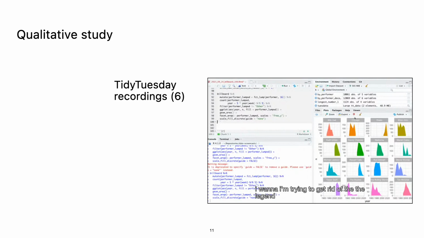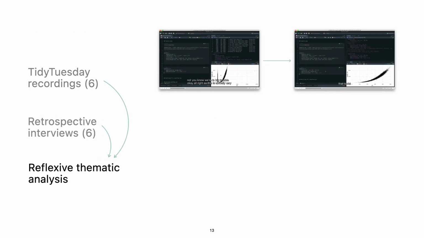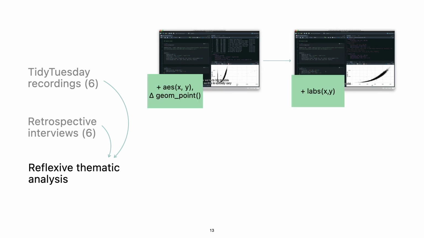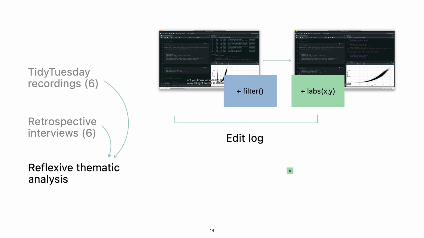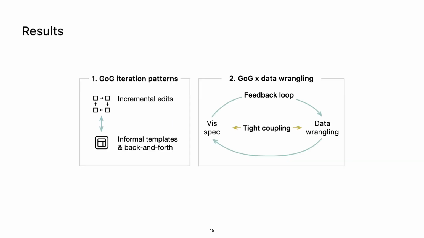Our thematic analysis combined the video recordings with retrospective interviews we did with each participant. We then annotated edits participants made to their analysis code, namely addition, change, or deletion of grammar components in green, and data wrangling verbs such as filter in blue. And this is how we put together an edit log for each participant. Now we want to highlight some of our major findings around how participants iterated on their grammar specifications and the interplay between grammar specifications and data wrangling.